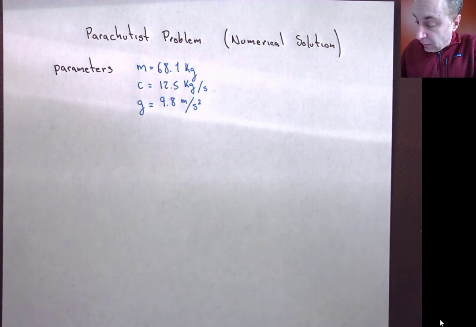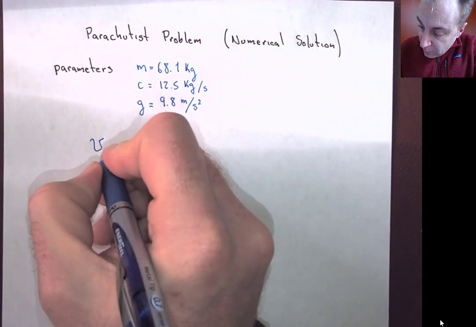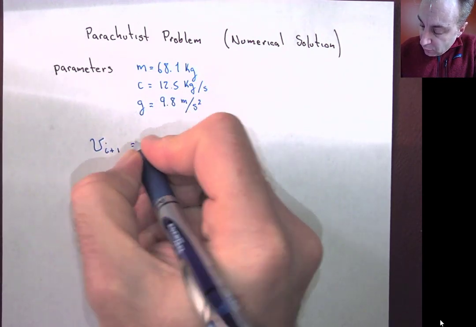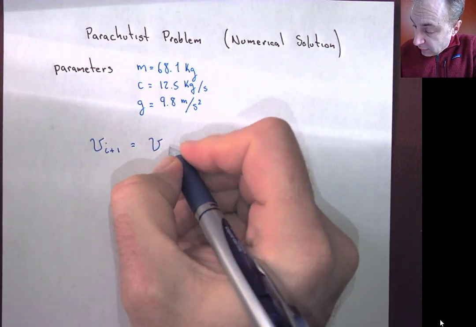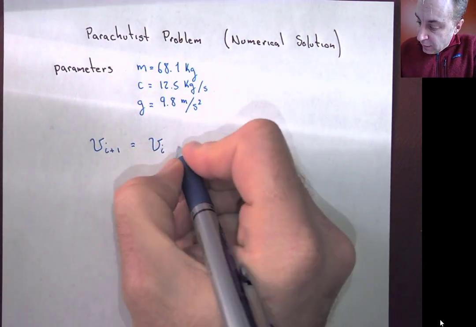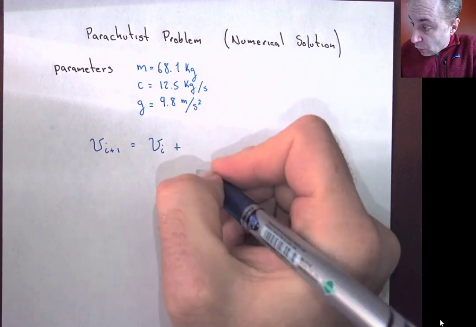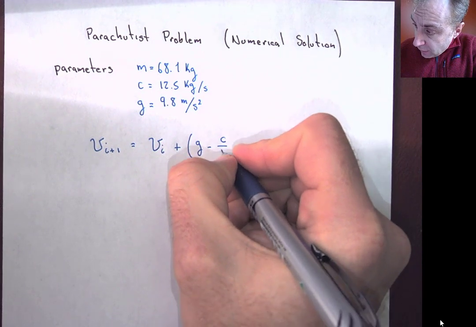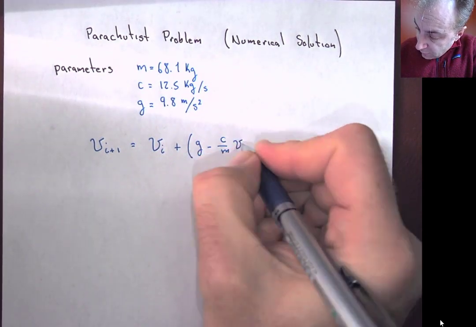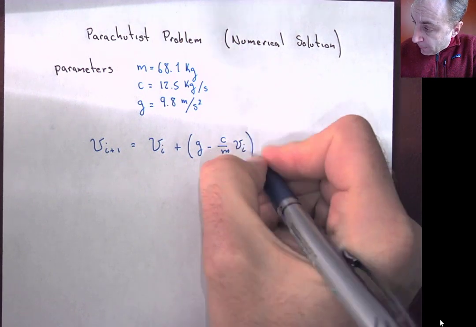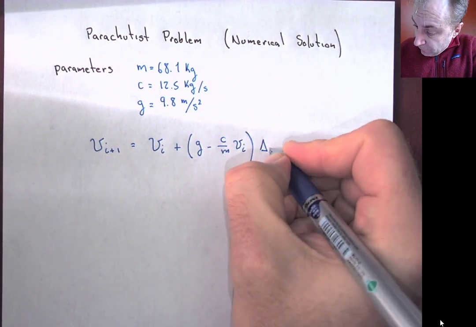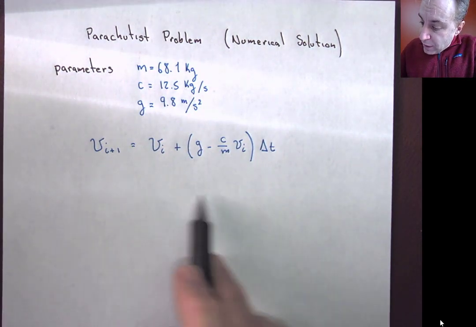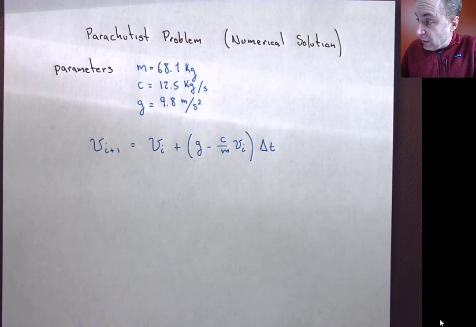I'm just going to write it down here. We're going to find the velocity at the next step, which is equal to the velocity at the previous step, plus we have the slope. In this case it is g minus c over m times v_i, times delta t. Okay, so that is the equation that we're going to employ.